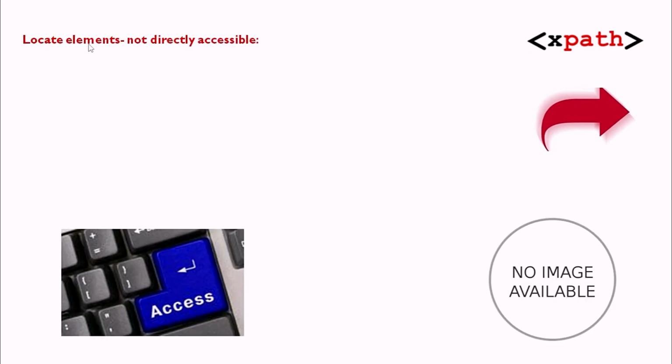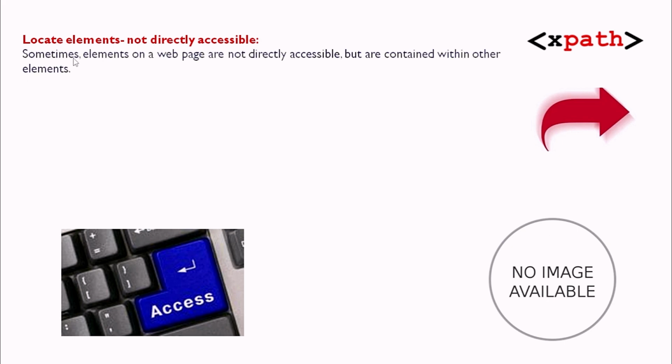Next point is to locate elements that are not directly accessible. Sometimes elements on the web page are not directly accessible but are contained within other elements. When elements have a dependency on each other and we cannot directly access one web element, we can access the other element, and by using that other element we can click on the hidden element. In such situations we can go with the XPath locator.